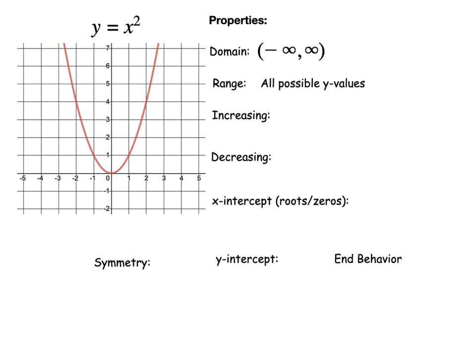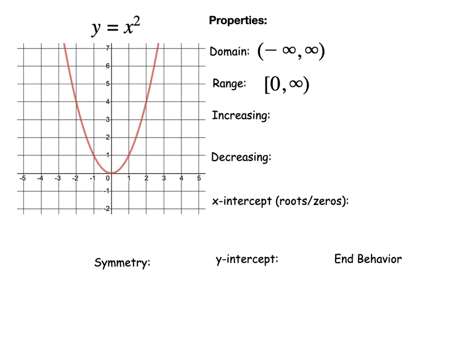Because everything's squared, everything's going to turn positive no matter what value I put in there. So I can get everything that's positive, including 0. When I include a number, I'm going to put a bracket. If I'm not including it, it's going to be a parenthesis. Infinity, I can never actually get to infinity. Infinity is not a number, so that's why we always have a parenthesis on infinity.